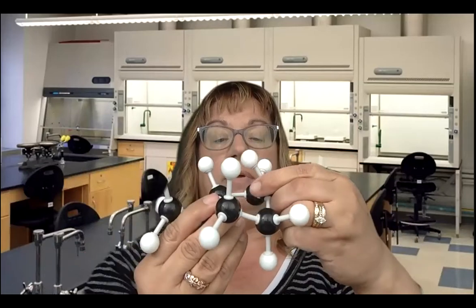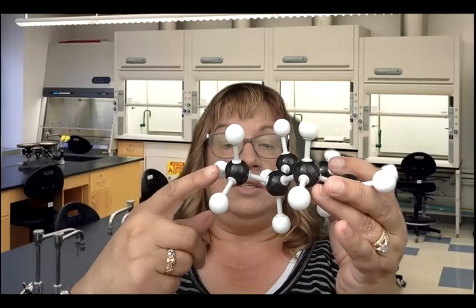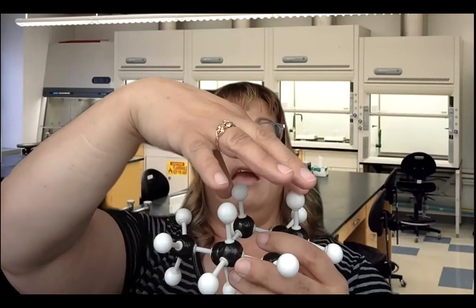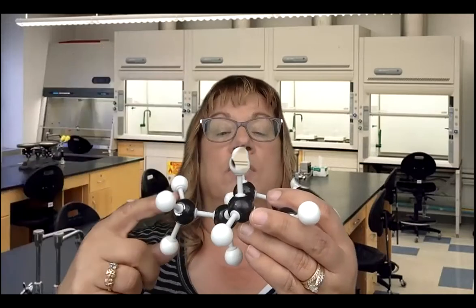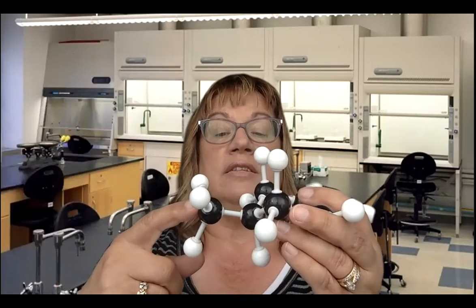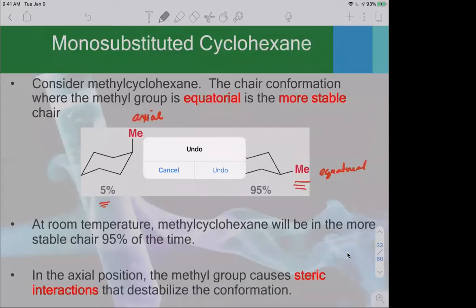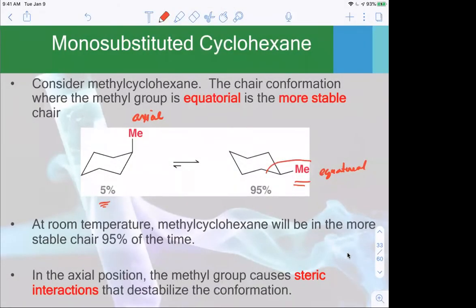When I do the chair flip, what I'm going to notice is that when this is an equatorial methyl, I have all this space out here. That's why it's a lot more stable. I don't have those. The only things that are 1,3-diaxial are the hydrogens. Well, it's much better to have the hydrogens in those positions than this large methyl group. So if I have a large group, I want my larger group in an equatorial position. If my larger group is equatorial, that's going to be more stable. More than 95% of these molecules will be found in this conformation at room temperature.